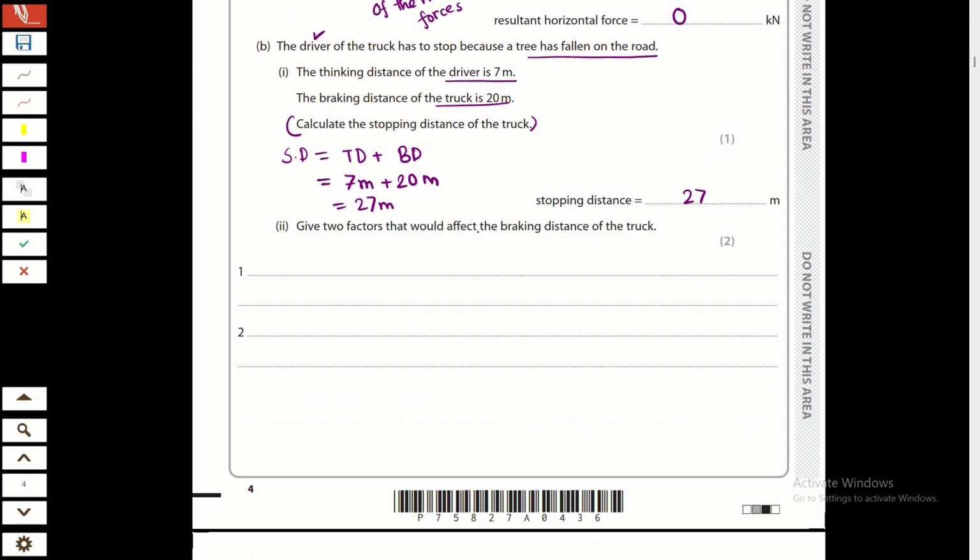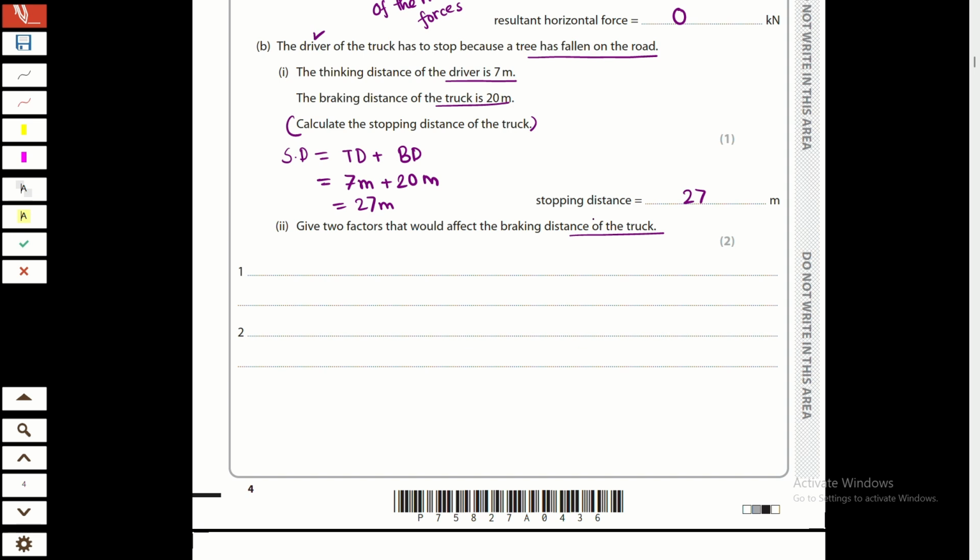Okay. Give two factors that would affect the braking distance of the truck. There are several factors that affect the braking distance of the truck. We just have to write any two of them. But I would obviously suggest to memorize all of these factors, because sometimes the question might ask you to write three. So if you just memorize two and in your exam the question asks you to write three, you won't be able to write the last factor. So it is best to memorize all the factors.